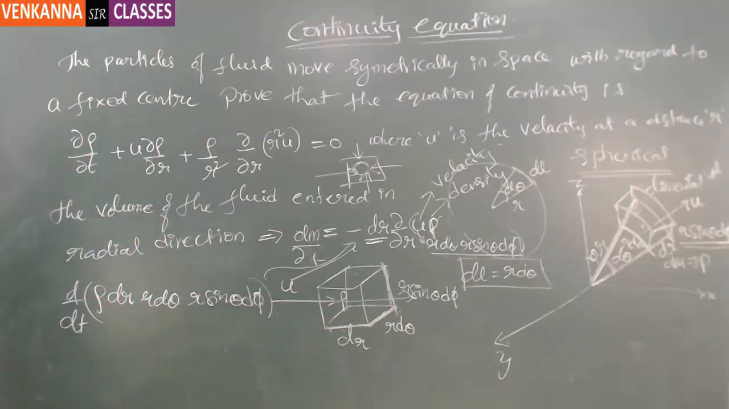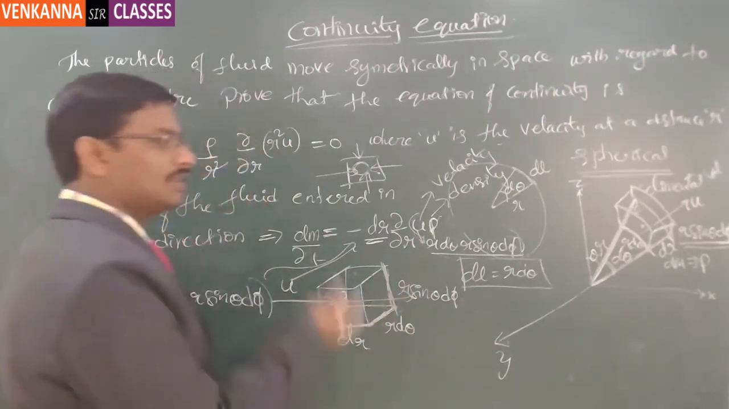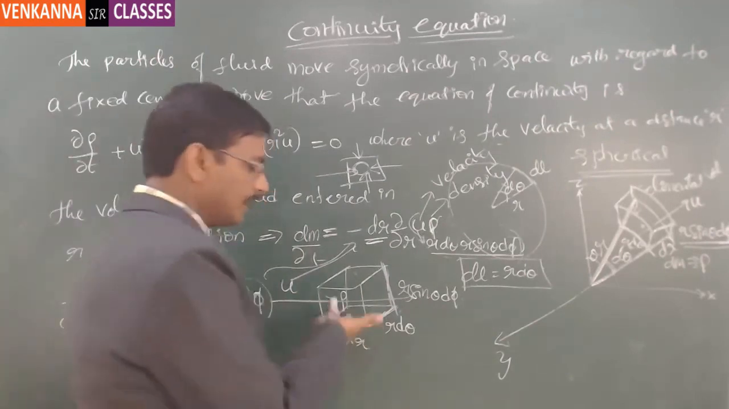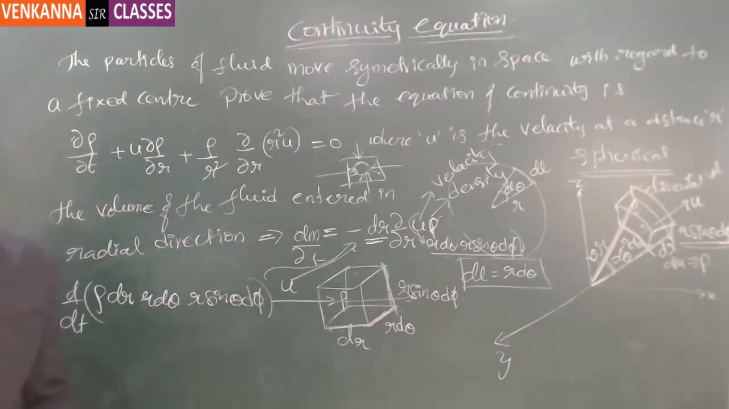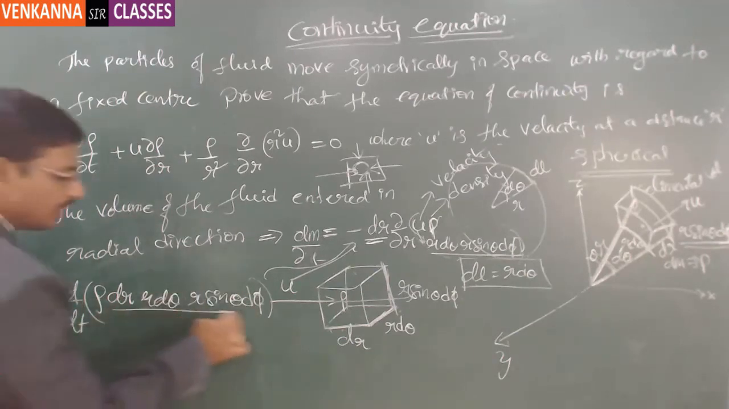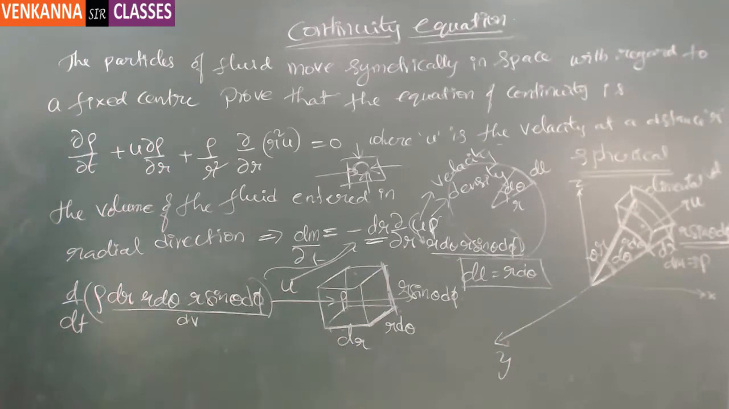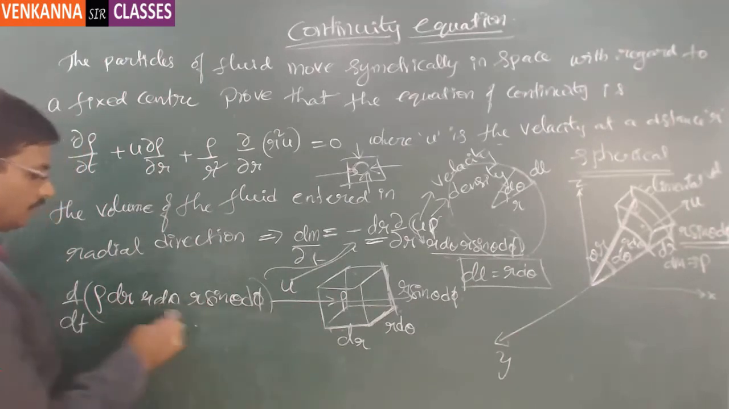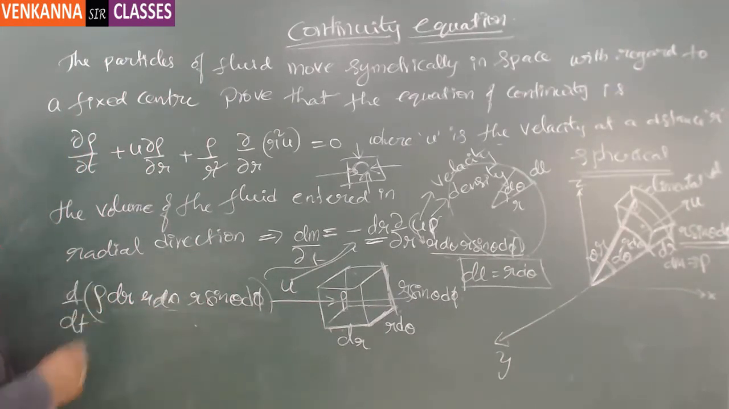Now this is one part of the continuity equation. The other part is the rate of change of mass within this particular volume. The mass is rho into dr into r d theta into r sin theta d phi. This part is dv. In the spherical coordinate system it is always like this, because dr is a length, r d theta is a length, and r sin theta d phi is a length. All 3 lengths multiplied enclose an elemental volume given by dv. Once you identify this dv, multiplying with the density gives the mass.